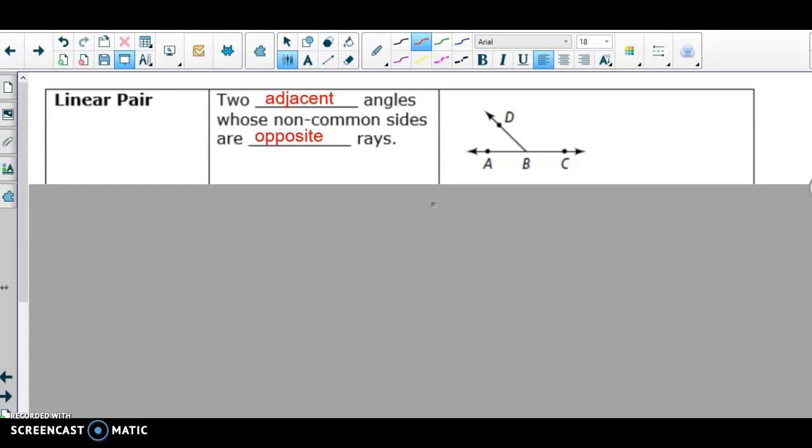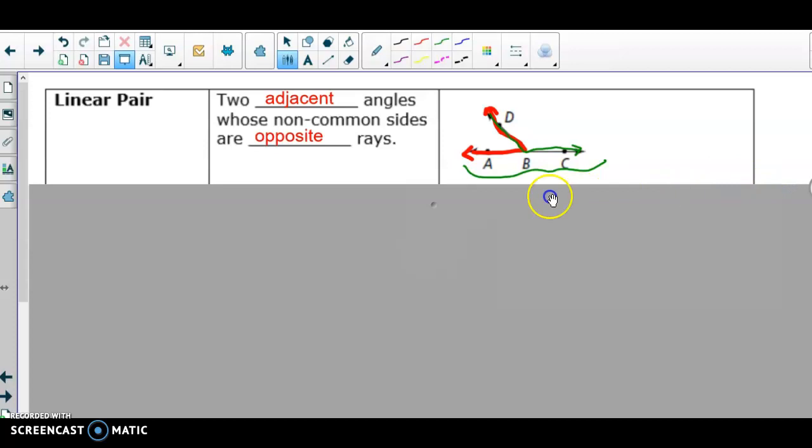1.5 Part 2. We're talking about different angle pairs and the relationships between their measurements. The next pairing is called a linear pair. It's made up of two adjacent angles whose non-common sides are opposite rays, or in other words, their non-common sides make a straight angle. So if you see here, we've got angle ABD, which is this angle, and the one right next to it would be angle DBC. And together they form this straight line from point A, point B, point C.